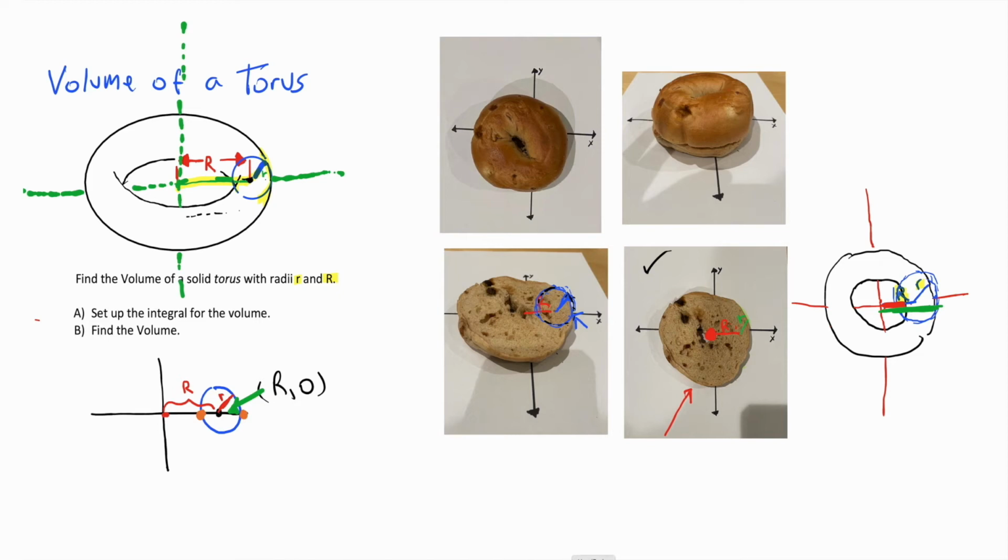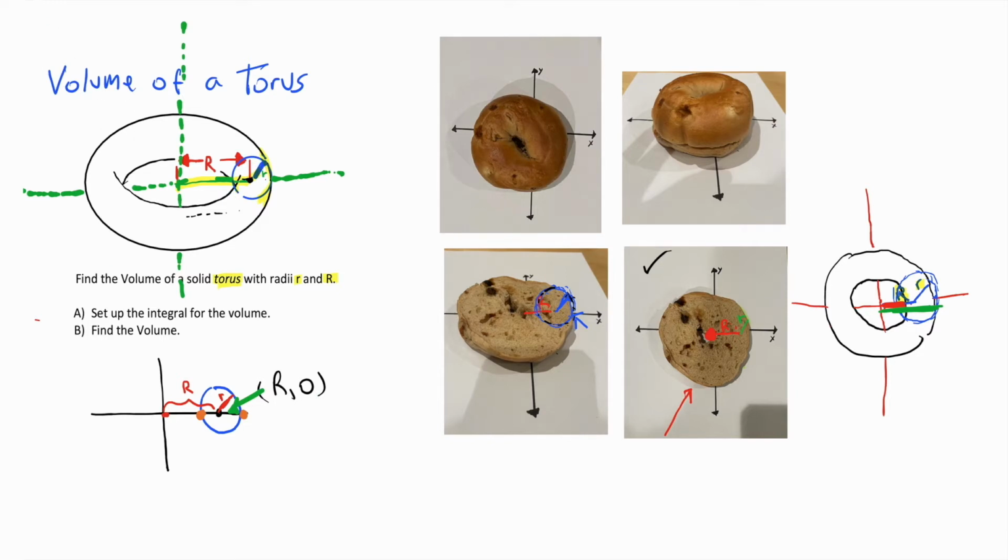We're going to find the volume of the solid torus with radius little r and radius big R. What's going on is you have this torus. It seems like they want us to take the circle and go around the axis like this, add up all the little disks, right? And you get your volume. That's a trap. That is not how you do it.